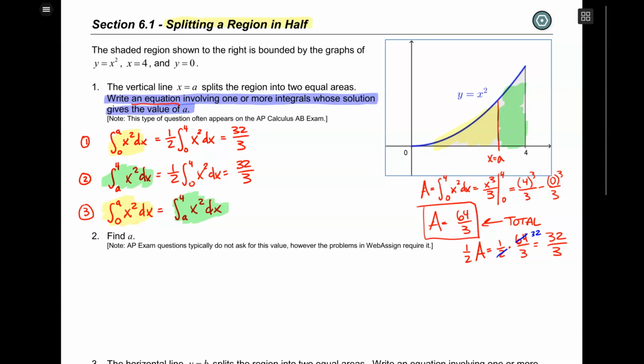So there are 3 choices you have to write that equation involving one or more integrals whose solution gives the value of a. All right, so let's now jump to part 2. In part 2, I want to highlight this for you.